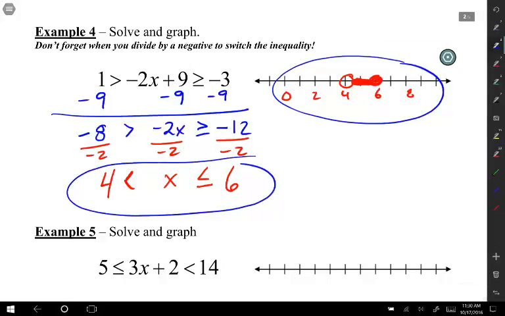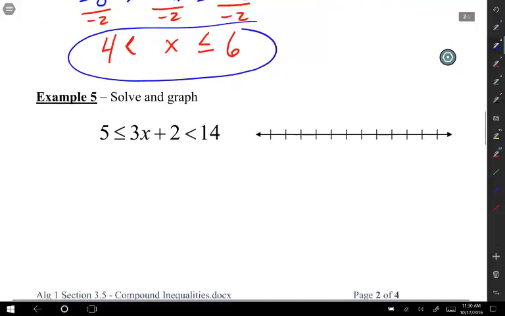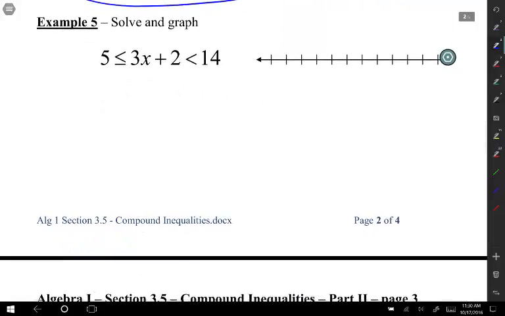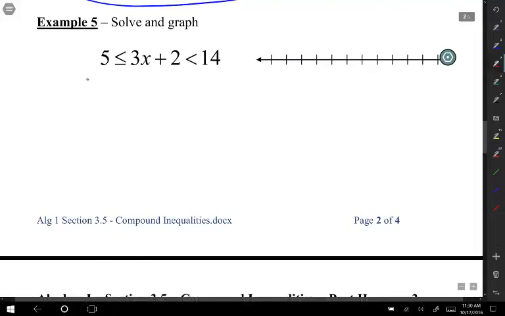Do you remember what these are called again? Starts with a C? Conjunction. Okay, these compound inequalities are called conjunctions. All right, Ella got us going on that one. Who can start us on number 5? Luke, you have the floor. You have to subtract 2 on both sides.